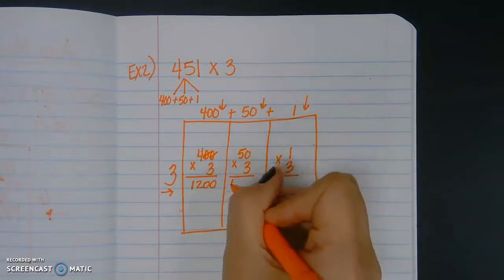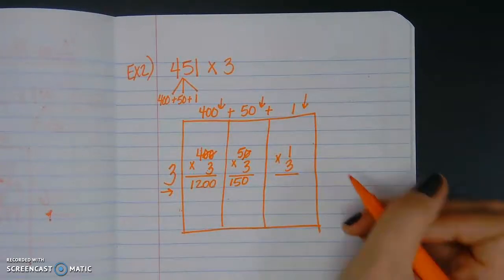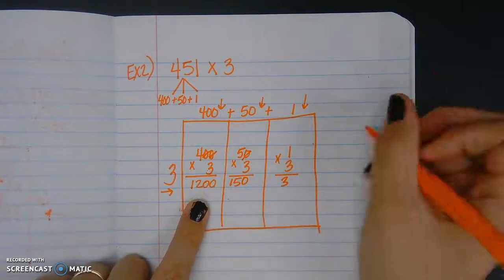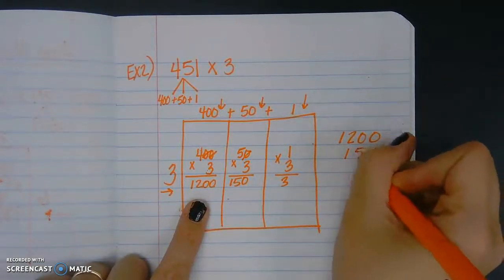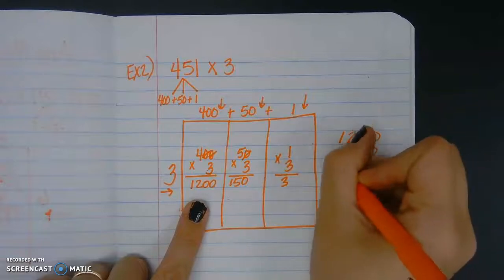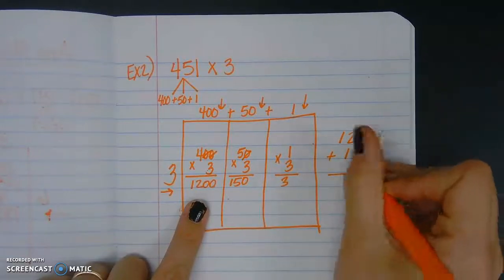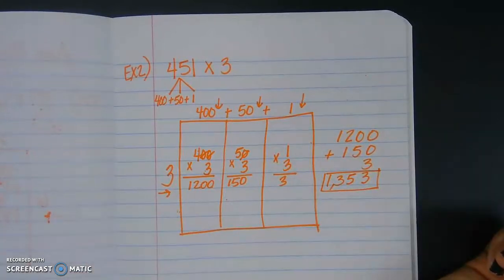5 times 3 is 15. Mark off that 0 and move it down. 1 times 3 is 3. These are your partial products. Come over here, line them up, and add them up, and that will give you your answer. It's pretty cool. 3, 5, 3, and 1. That's my answer, 1,353.